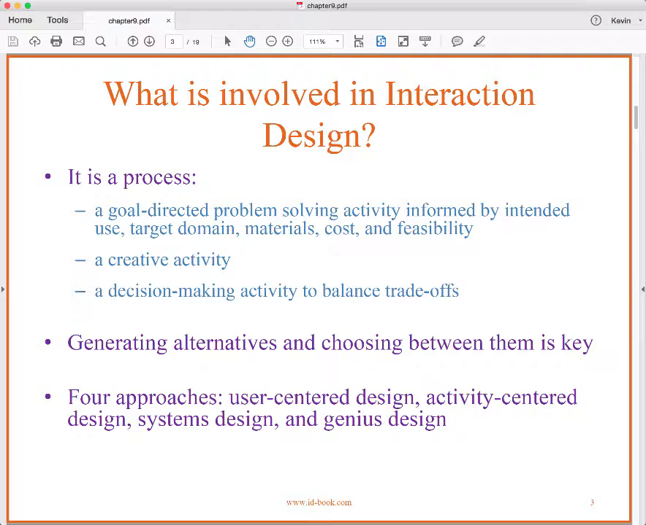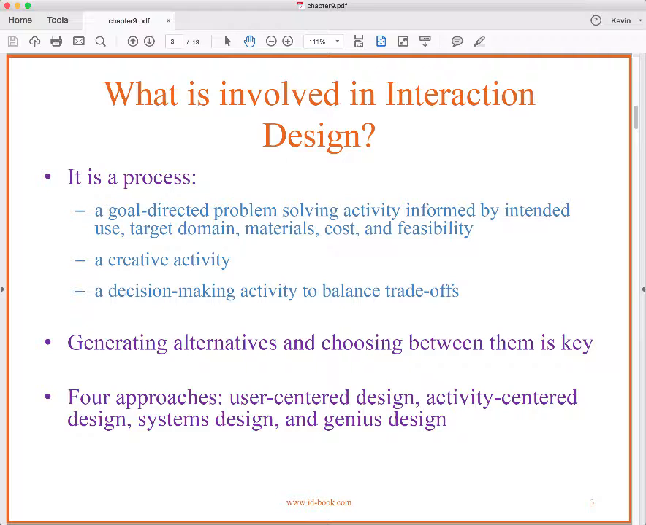So, what's involved in interaction design? Well, we find it helpful to talk about this as a process. And again, we talked about the 4 activities within that process. It's a goal-directed problem-solving activity informed by intended use, target domain, materials, cost, and feasibility. And when we look at that list, it's not too surprising. Those are all things we've been exploring in previous chapters. It's a creative activity. On one hand, that makes it fun. On the other hand, it makes it challenging.